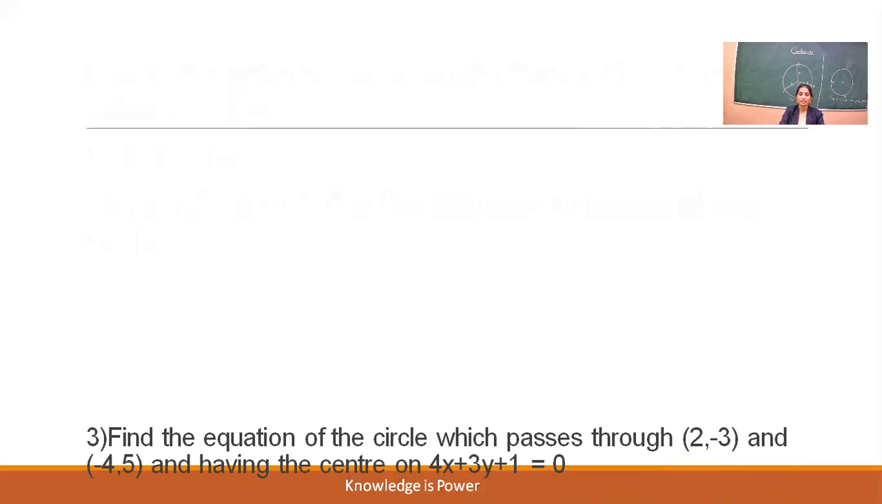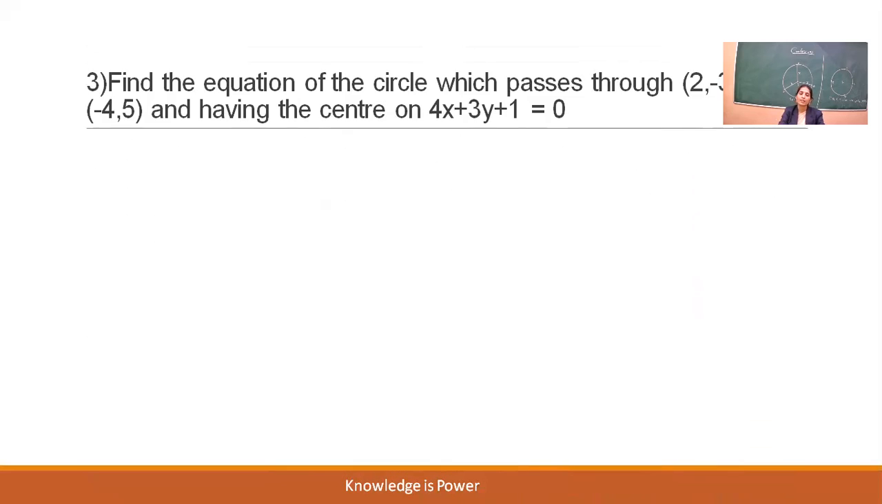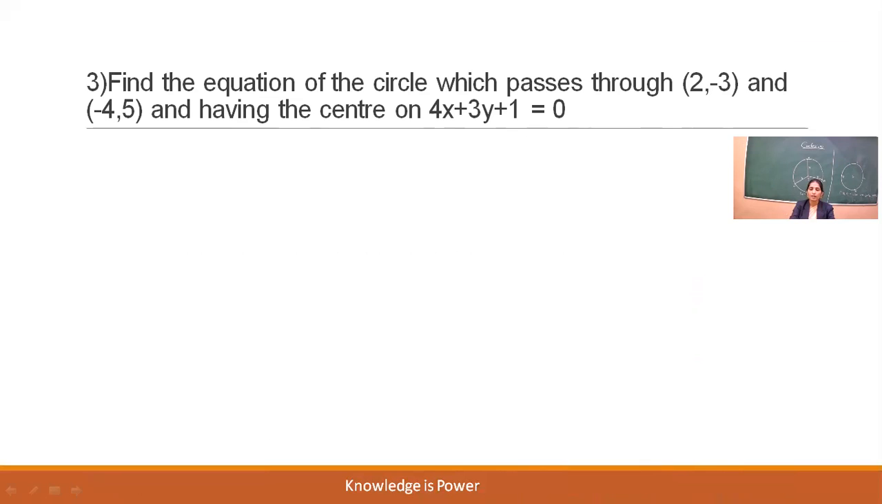Children, with this we have finished how to find the equation of the circle when 3 points on it are given. Let us take another question where 3 conditions are given, but not all 3 conditions are in terms of points. 2 conditions are in terms of points and another is a line given. Let us read the question. Find the equation of the circle which passes through 2, minus 3 and minus 5, 4, and having the center on 4x plus 3y plus 1 equal to 0. So we have an equation, we have a circle.